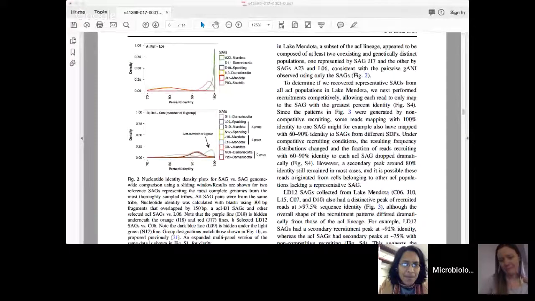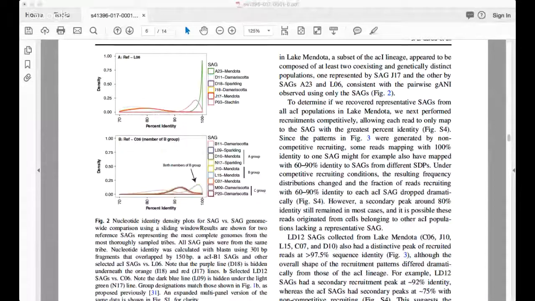Okay. And so the top figure is the AC1 lineage. And what they did was they took one representative of that and then they did pairwise comparisons against the others. And this one representative, this L06, is the one that they picked out as being in a sequence-discrete population with A23. This is, I think, part of how they're supporting that as well, because A23 is that green, really high peak that is just about as close to 100% identity as you can get. So it's coming from the same lake.